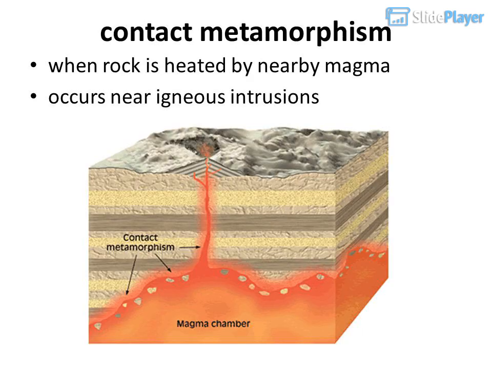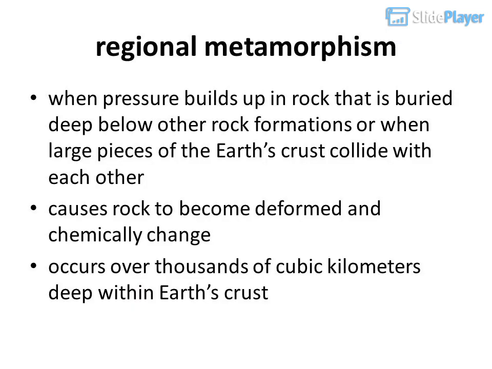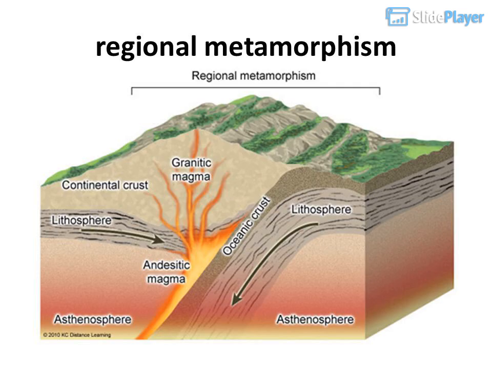Contact metamorphism: when rock is heated by nearby magma. It occurs near igneous intrusions. Regional metamorphism: when pressure builds up in rock that is buried deep below other rock formations, or when large pieces of the Earth's crust collide with each other. It causes rock to become deformed and chemically change. It occurs over thousands of cubic kilometers deep within Earth's crust.